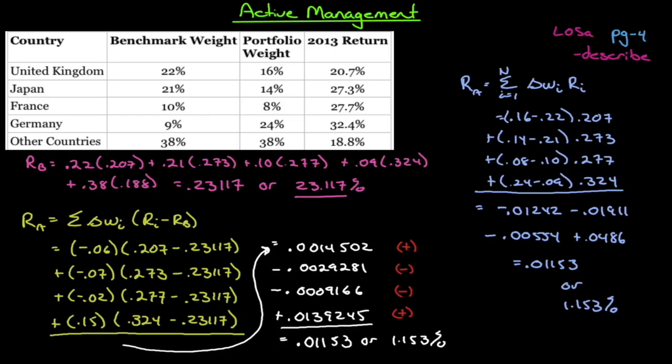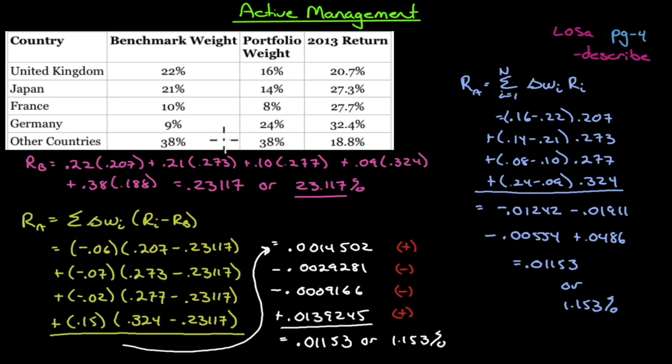All right, let's do a little bit of an extended example that's in the book, and let's have a look at a portfolio that's invested across different countries: United Kingdom, Japan, France, Germany, and other countries. The benchmark weights are 0.22, 0.21, 0.1, 0.09, and 0.38. The portfolio has changed the weightings. Notice the benchmark is 22% in UK, but the portfolio is only 16%. And other countries are the same.